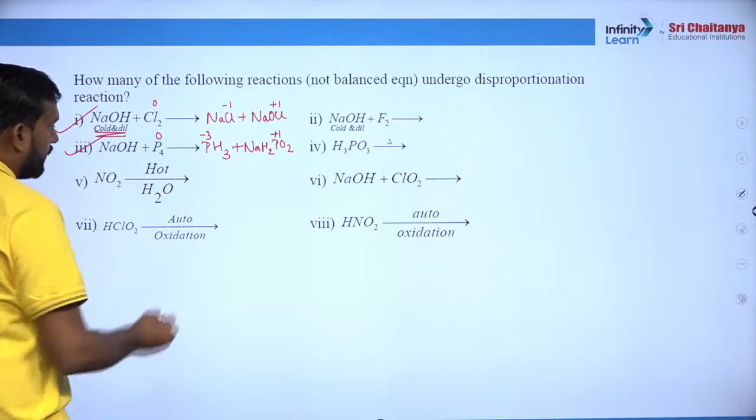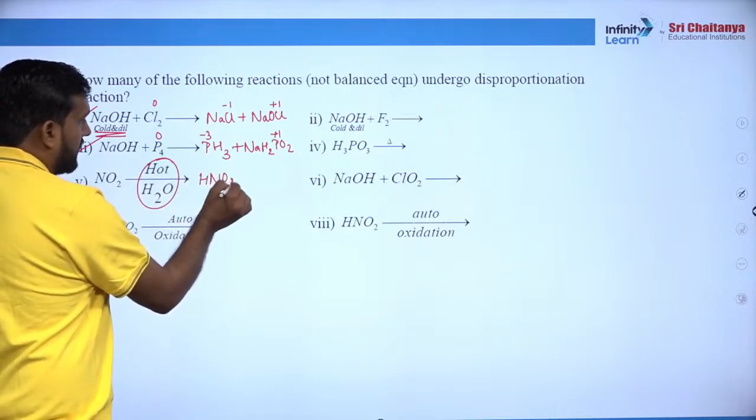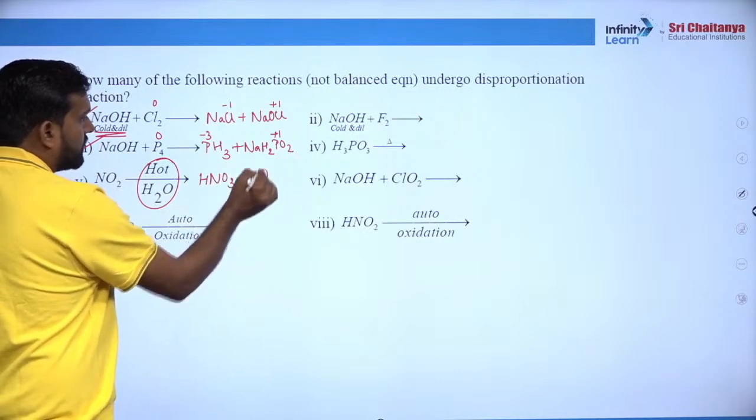Next is NO2 with hot H2O. Hydrolysis is taking place. So the formed products will be HNO3 plus NO. You have to remember all these products, okay.